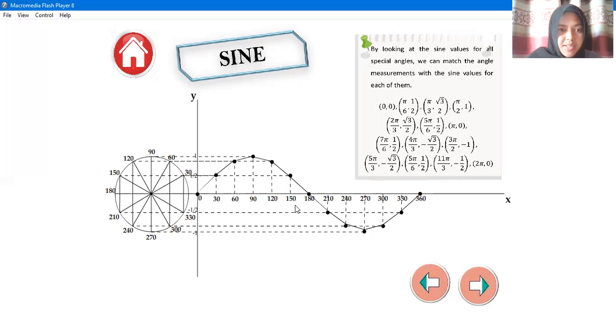Okay. Ini merupakan grafik dari sin. Nah, ada juga sudut-sudut istimewanya seperti ini, 0 dengan 0 derajat, π per 6 dengan setengah gitu. Ini adalah sudut-sudut istimewa dari grafik sin tersebut.